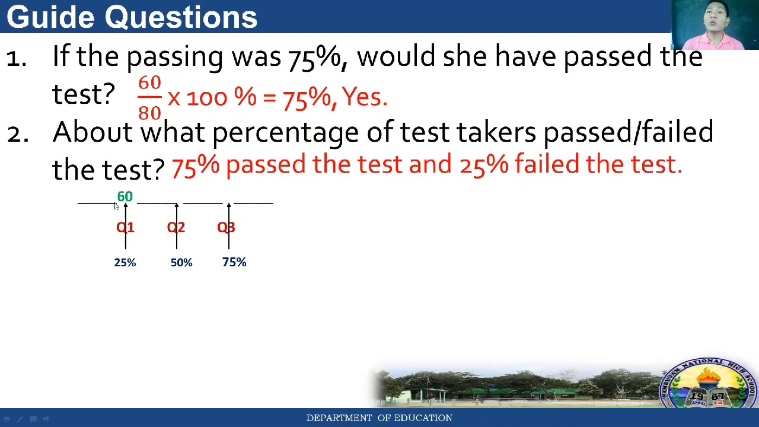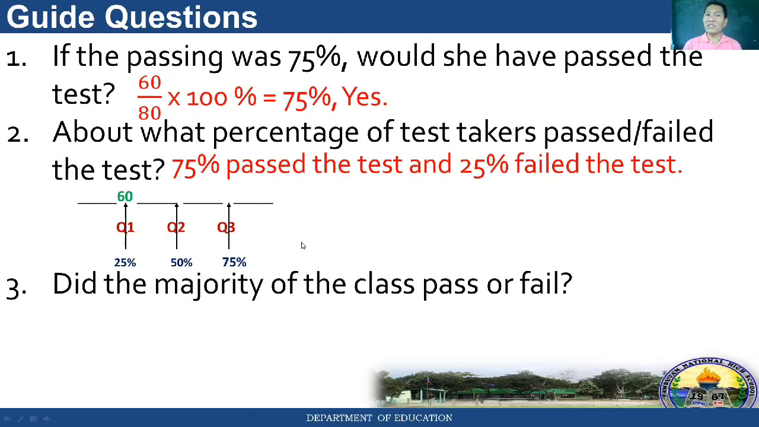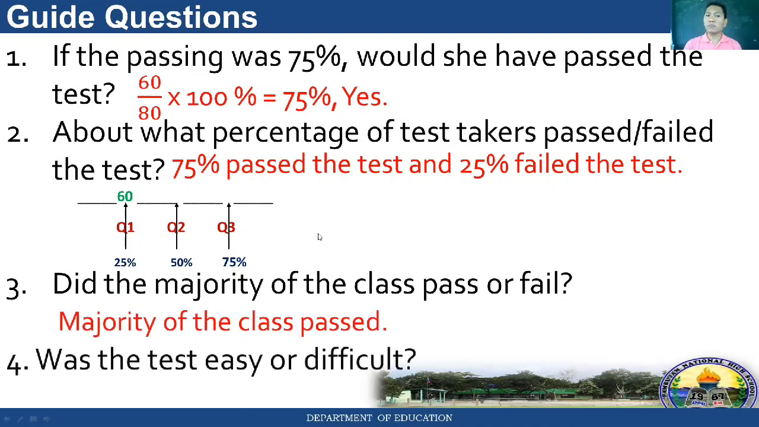So that is only 25%. So 75% passed the test and 25% failed the test. So did the majority of the class pass or fail? Of course, since 75% passed the test, the majority of the class passed the test. So was the test easy or difficult? What do you think? Of course, since more students passed, 75% passed, therefore, the test was easy.